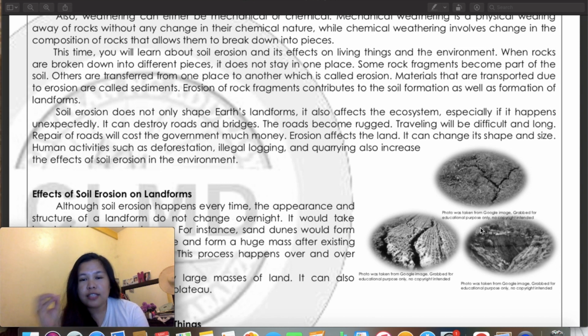And then, aside from that, erosion affects our land, lalo na sa mga human activities. Ano-ano yung mga human activities na yon? Say, examples are deforestation, illegal logging, and quarrying.